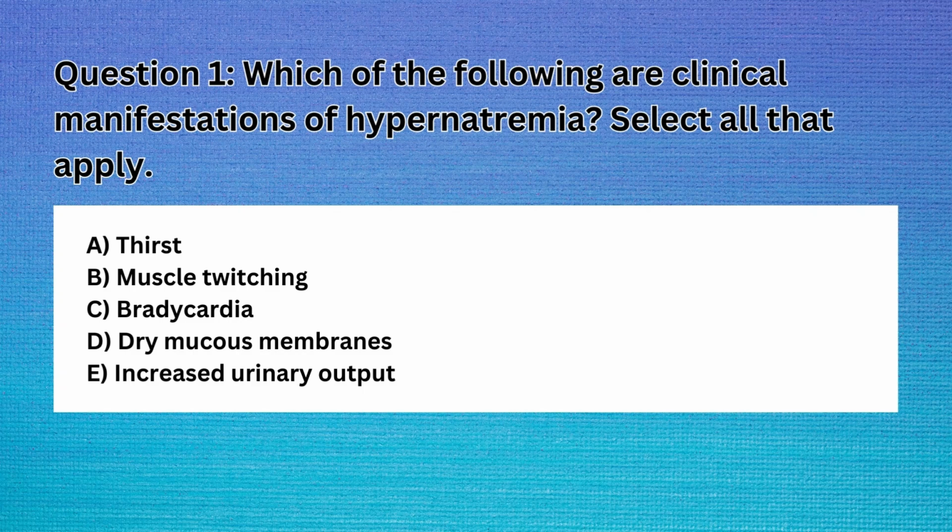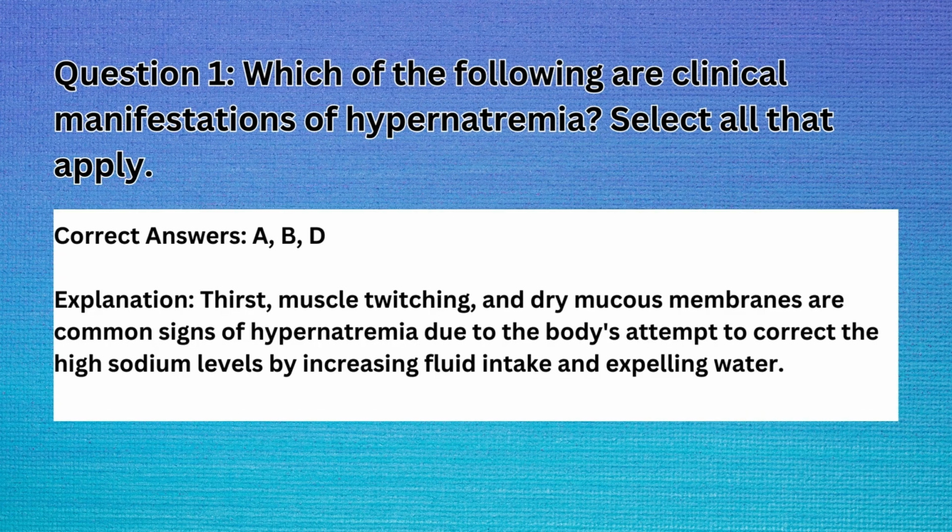Question 1. Which of the following are clinical manifestations of hypernatremia? Select all that apply. A. Thirst. B. Muscle twitching. C. Bradycardia. D. Dry mucous membranes. E. Increased urinary output. Correct answers: A, B, D. Explanation: thirst, muscle twitching, and dry mucous membranes are common signs of hypernatremia due to the body's attempt to correct the high sodium levels by increasing fluid intake and expelling water.